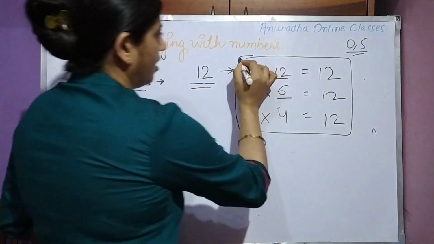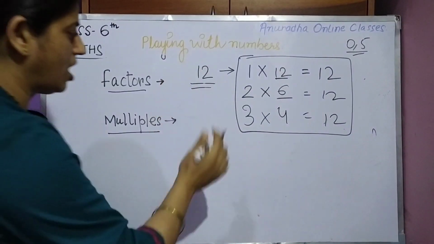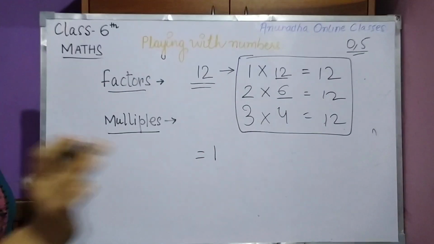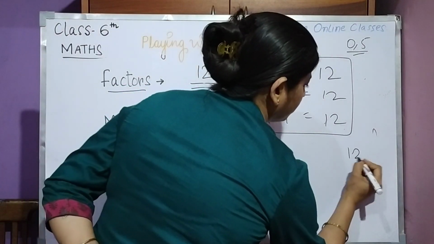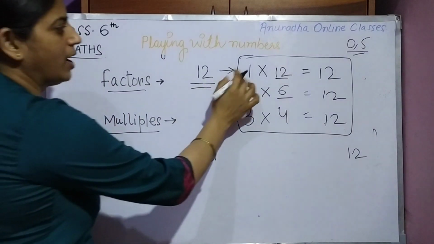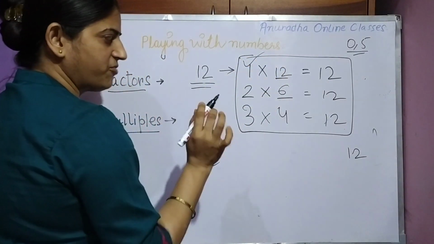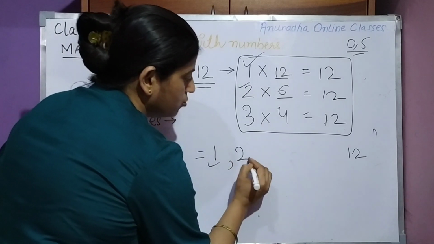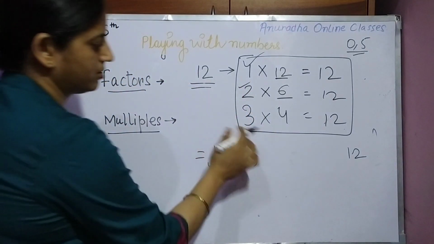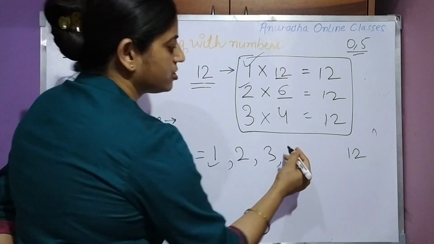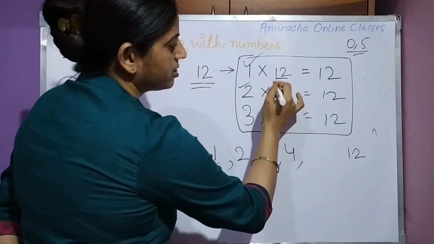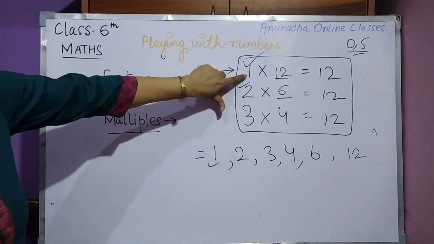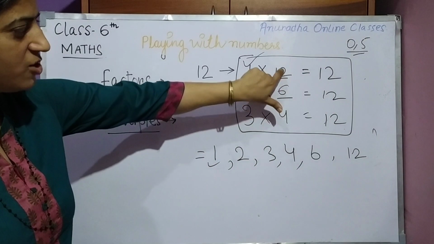So here we get the factors. Now see how you will write the factors. Firstly write down 1. And at last write 12. Now 1, we have written 1 is the factor. Then comma 2. And what? 3. Then what? 4. Then what? 6. And then what? 12. Right? 1, 2, 3, 4, 6 and 12.